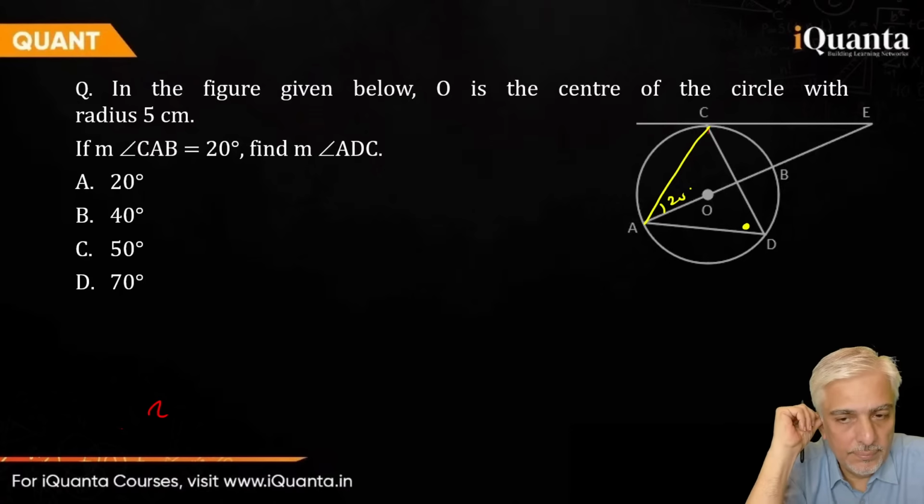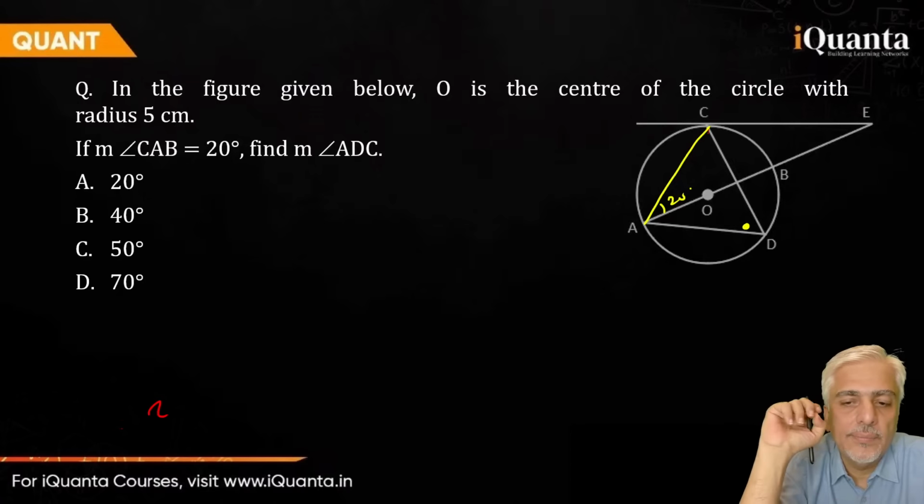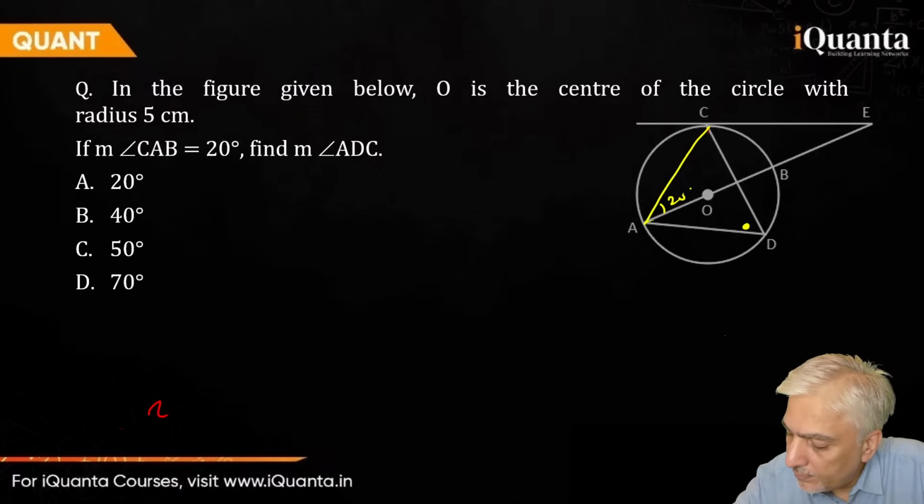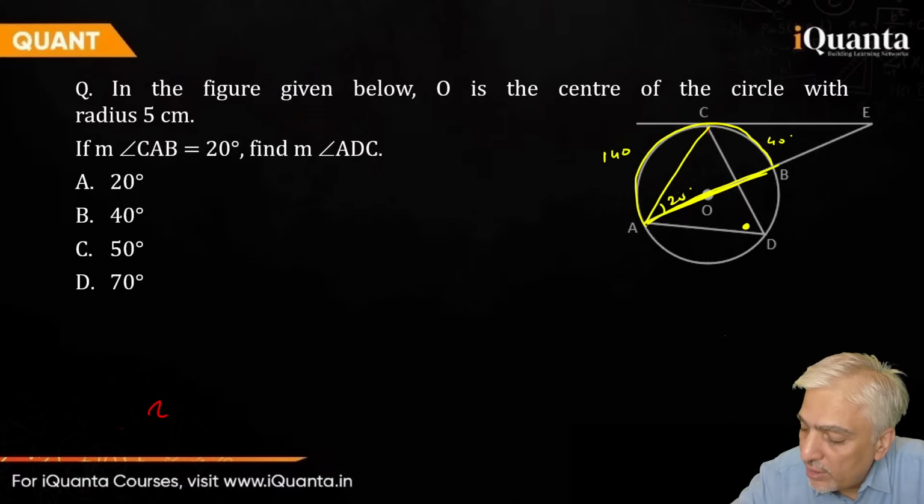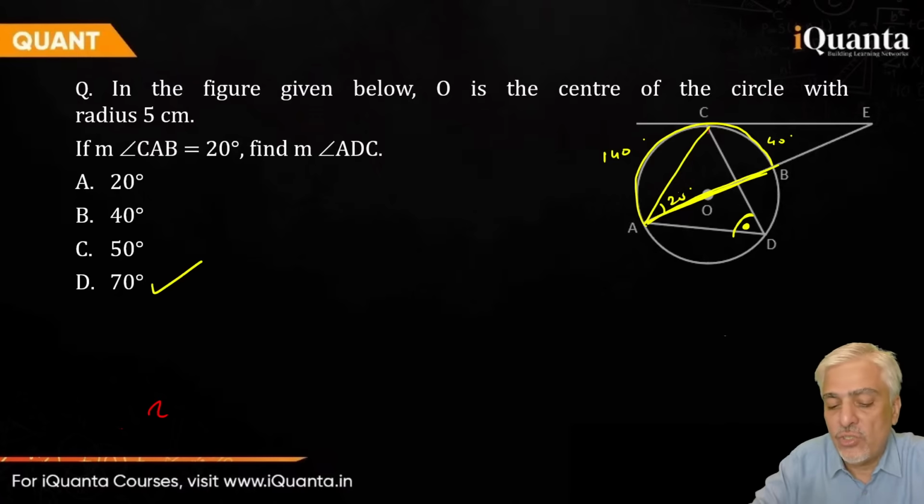Method. This is the center, right? This is the diameter. So this arc will be 180 degrees. Because this angle is 20, this arc is 40. The remaining arc is 140. So the angle which we are looking for is 70 degrees. Straightforward inscribed angle theorem. Okay.